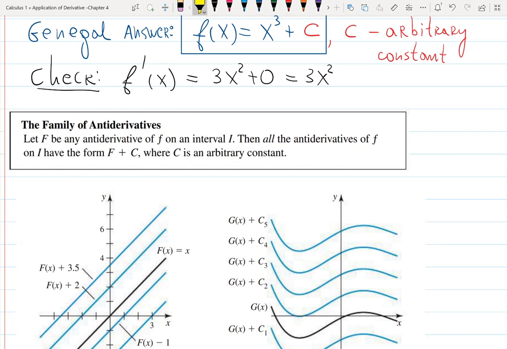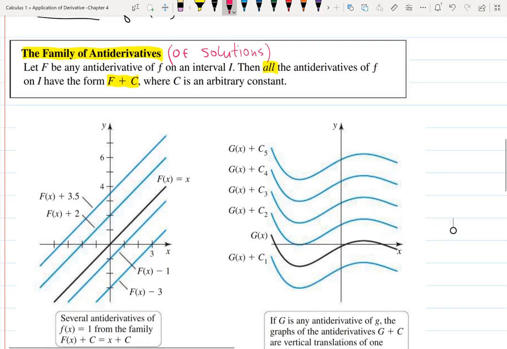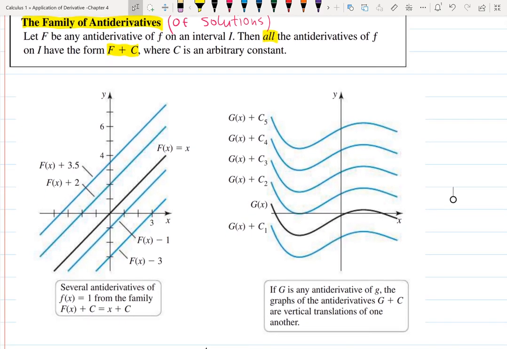If F is any antiderivative of small f on the interval I, then all possible antiderivatives of small f on I will have the form of that capital F we found, like we had x cubed plus c, where c is an arbitrary constant. And that's what you call a family of antiderivatives, or family of solutions. That means integration does not give you a unique answer, mostly because of that c. That c makes a shift.